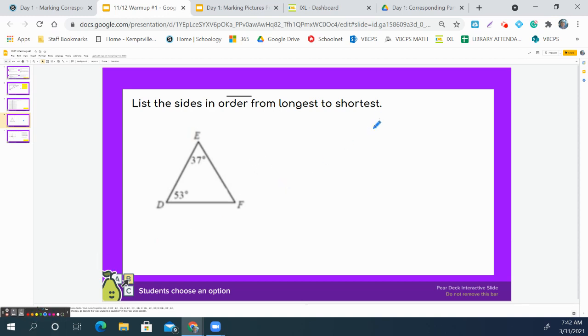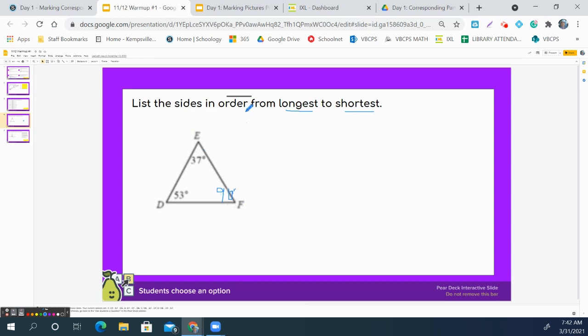So this one, lots of A's and lots of B's. I don't have the answer choices here, but it's asking longest to shortest. So we got to find this missing angle. What is angle F? 90. I hate it when the pictures don't look like they're supposed to, right? Does that bother anybody else?